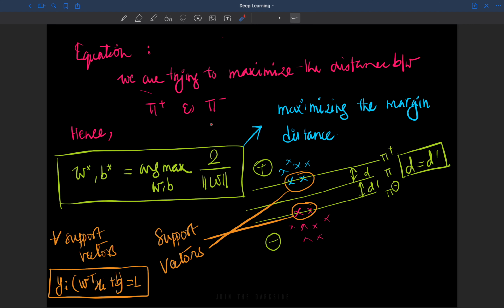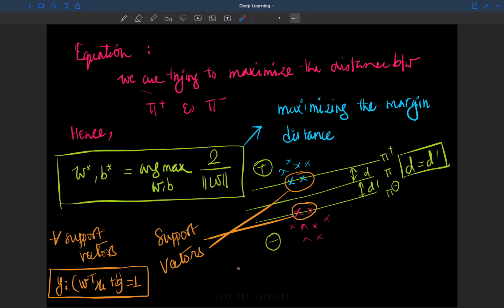Our W is basically what determines the distance between our margin, the distance between the two planes, pi plus and pi minus. So we are trying to maximize this particular distance. Again, we are taking plus 1 and minus 1 just for simplicity, and it can be anything. It can be 2 or 3 or 4, whatever you want. And yep, we are trying to maximize the margin distance between the class labels.